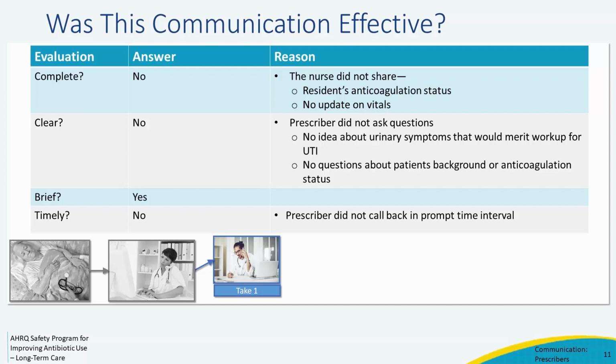Was the communication clear? No. Even though so much information was missing, the prescriber did not ask any questions at all. He should have at least asked about urinary symptoms before sending a urine culture. He should have also asked for basic information following a fall, such as whether she hit her head, what part of her body did she land on, and if she is on anticoagulation medications. Was the communication brief? Yes, a bit too brief in this instance. Was the communication timely? No, despite the nurse's prompt attempt at notification, the provider did not respond to the initial call, so there was a prolonged time interval before the communication occurred.